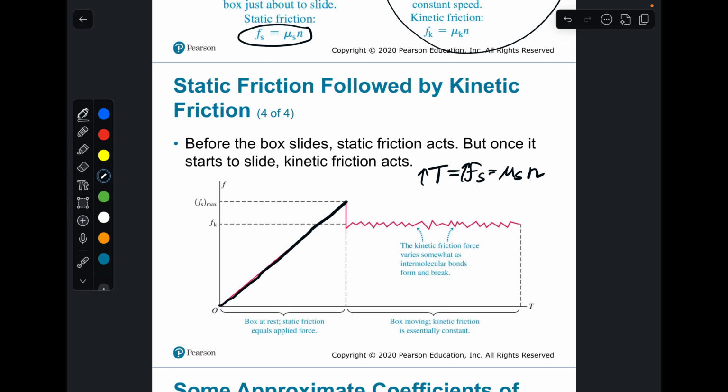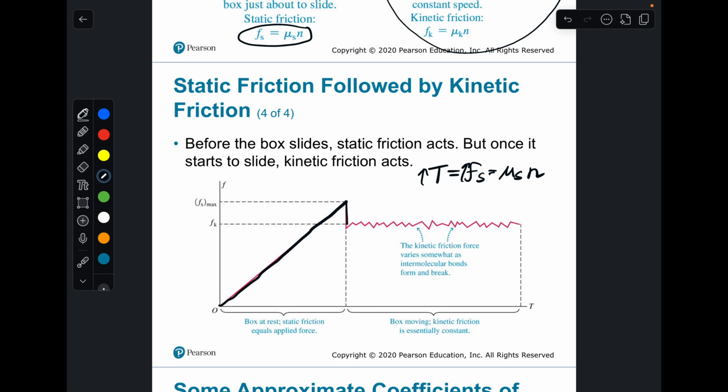Something interesting happens, and that's the purpose of this graph: the transition between static frictional force and kinetic frictional force. The moment that you apply enough tension to cause motion of the box, the actual value of the frictional force is going to drop slightly.